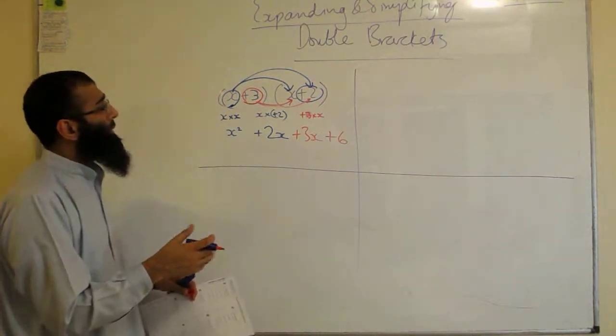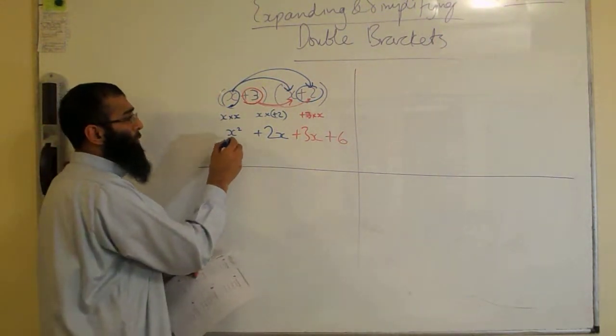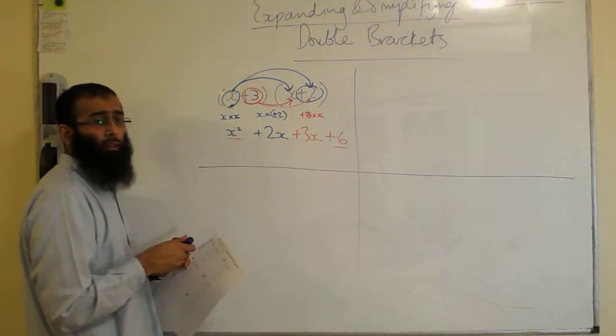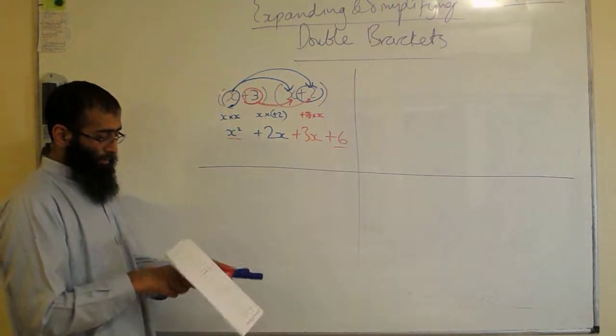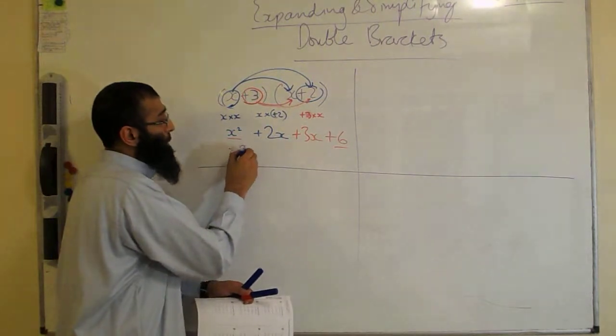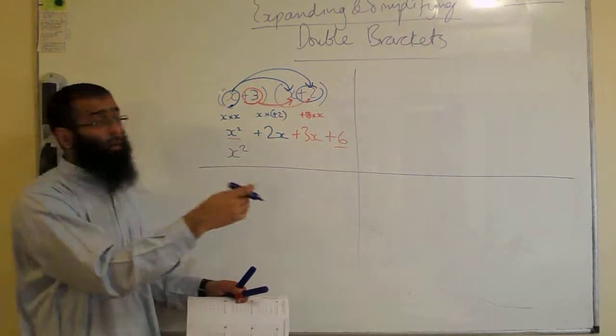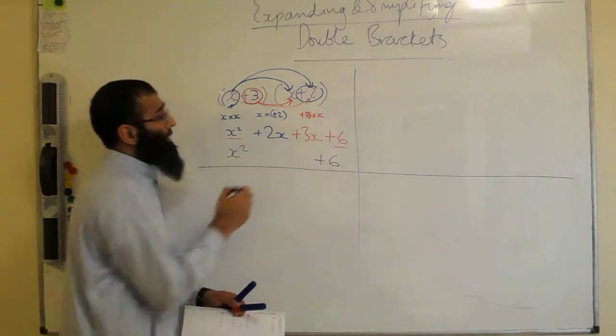Now we're going to simplify. At the moment, we have two terms which can't be simplified. They are x squared, which gets copied down because there's no other x squared term, and we get a plus 6 as copy down.